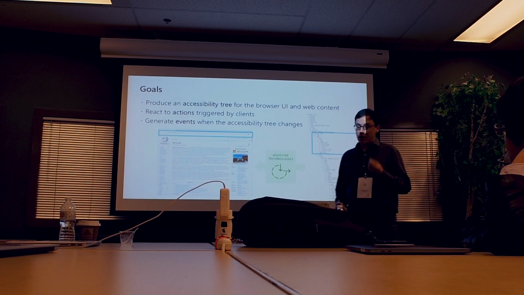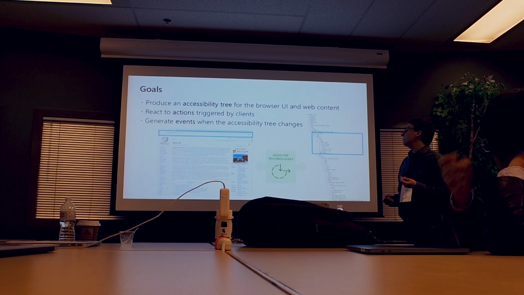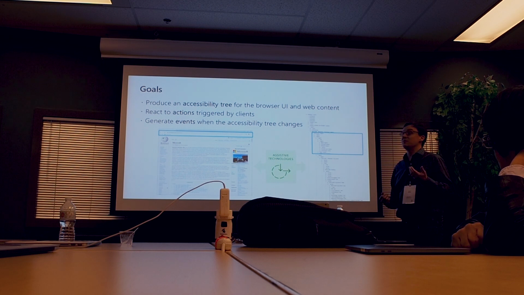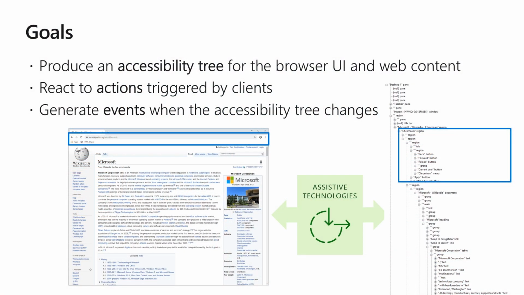And one of the most important properties for a node is its name. Now, for a piece of the browser UI, typically the name will be a short textual description of the control. For example, for a button, when you hover over a button, you get a tooltip. That text would make a good name for the node. For web content, typically the name of a node is going to be the textual content of the corresponding node in the DOM tree.